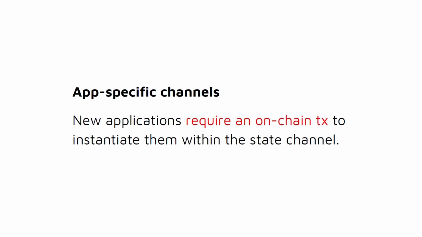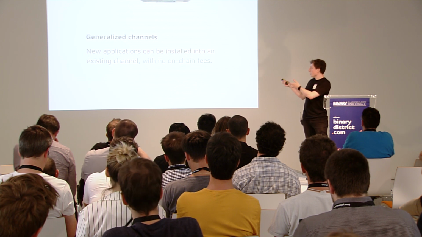We think a generalized channel is one where you can do that whole sequence of operations without any on-chain transactions whatsoever. So a state channel is not quite a single application with state transitions. It's actually a container of multiple applications that can all be running at the same time. That's been the key thing that we've been driving for. And again, that means you can install applications and do all these things with no on-chain transactions.